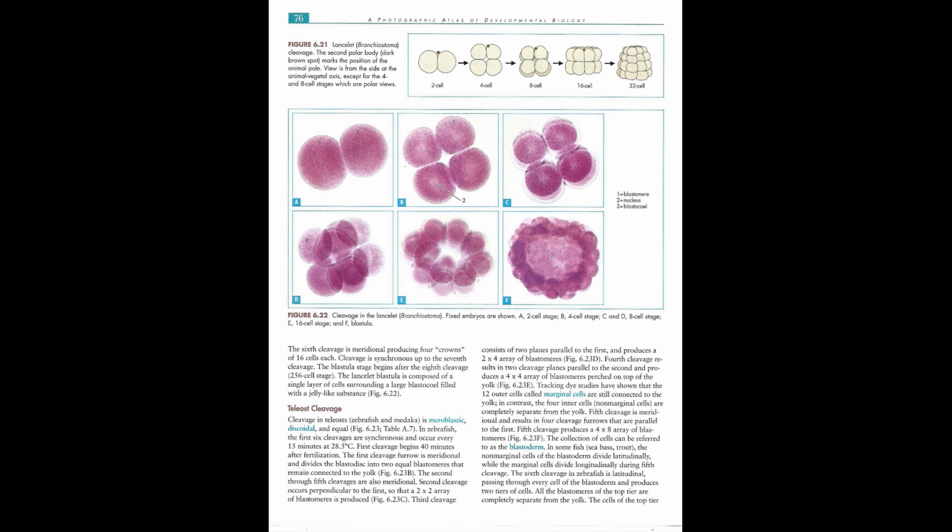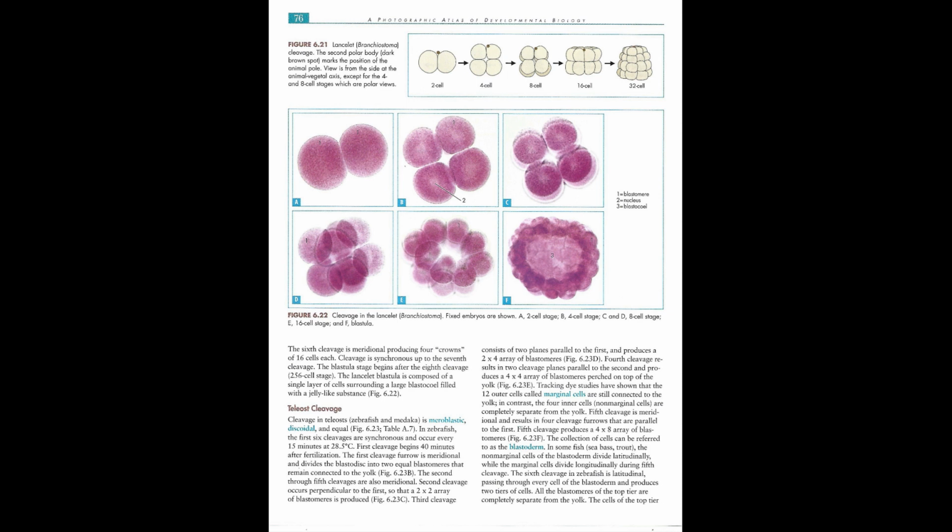Tracking dye studies have shown that the 12 outer cells, called marginal cells, are still connected to the yolk. In contrast, the 4 inner cells, non-marginal cells, are completely separate from the yolk. Fifth cleavage is meridional and results in 4 cleavage furrows that are parallel to the first. Fifth cleavage produces a 4x8 array of blastomeres, Fig 6.23f. The collection of cells can be referred to as the blastoderm.